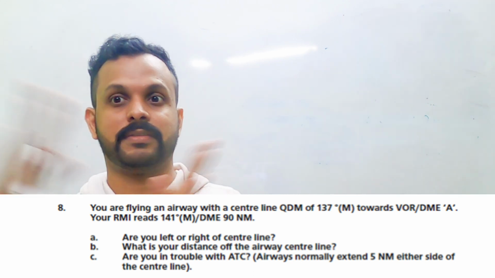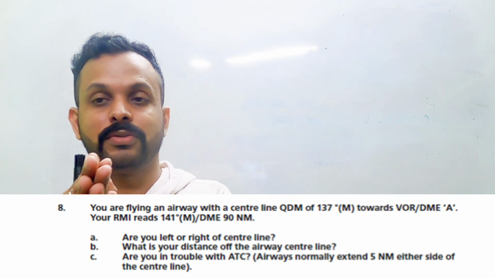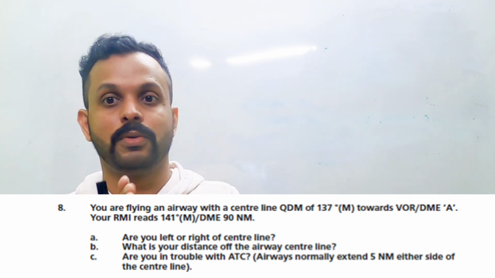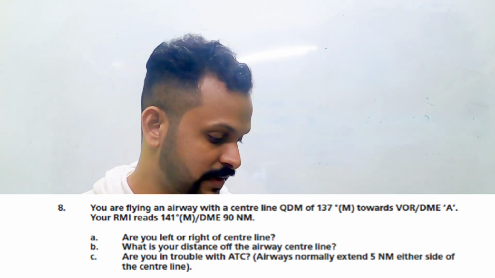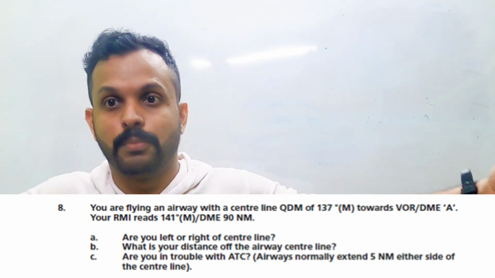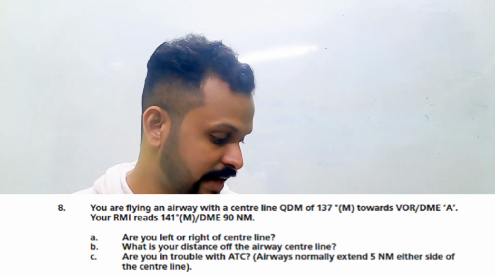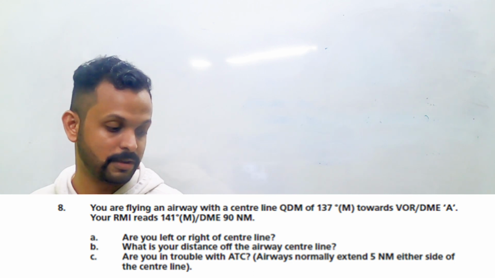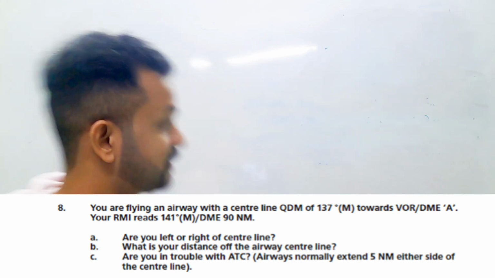And we also saw the airway has a center line because the airway also has a 5 nautical mile buffer on both sides. So in NDB we have studied that. The airway is just like the center line of the road or runway. The runway still is there on both sides and you have a center line. That is where you're flying an airway with a center line QDM of 137 degrees magnetic.